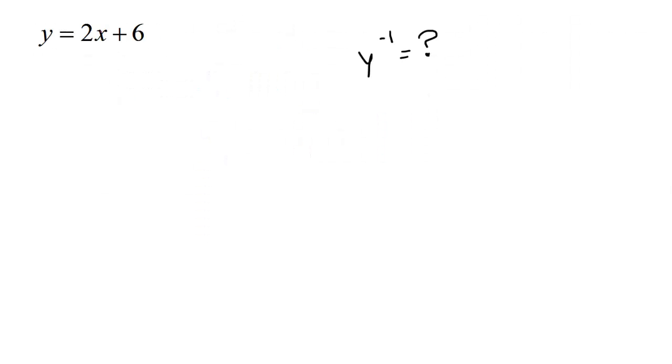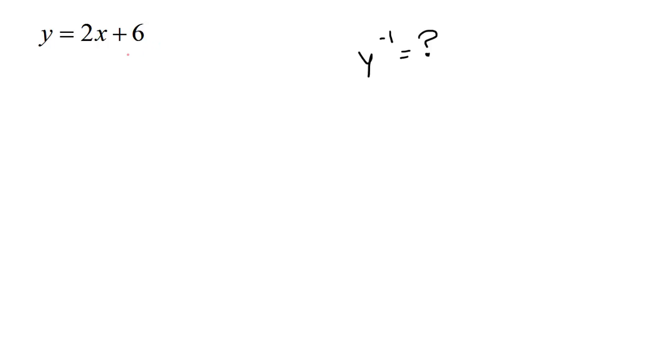We've got an equation right here, and we want to find the inverse of y. We're going to write that as y to the negative first power. That's just a notation for inverse. So because the last thing that we're doing here in this expression is adding 6, we want to go backwards, because that's what the inverse is, so we want to subtract 6.